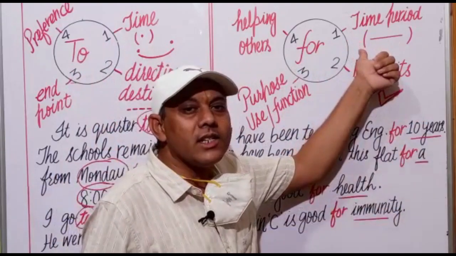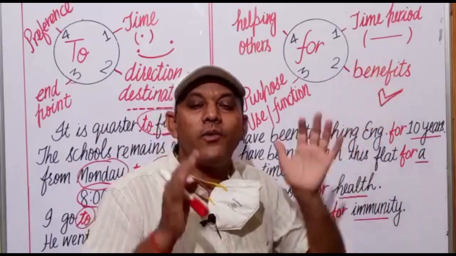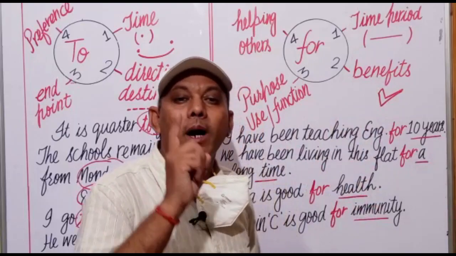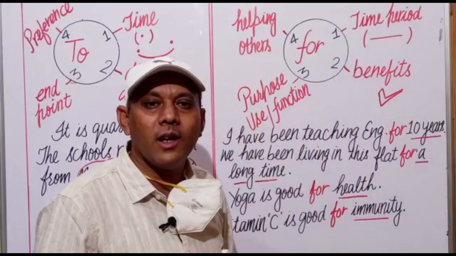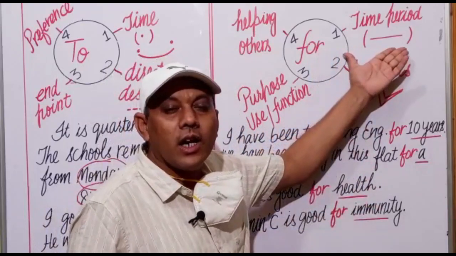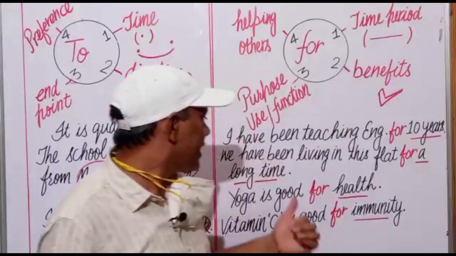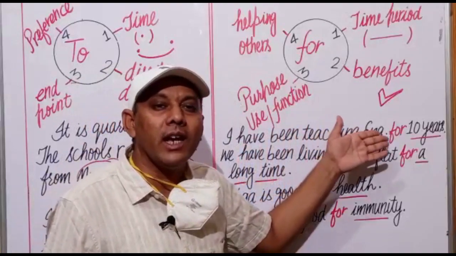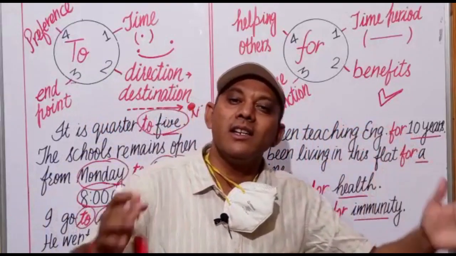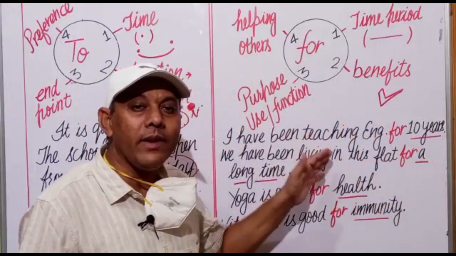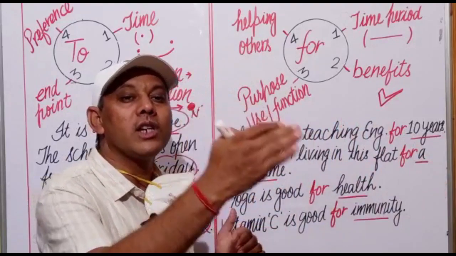We have already discussed this usage of for in case of perfect continuous tenses. Here, let us revise or recap the usage of for again. For example, I have been teaching English for 10 years. I have been living in this flat for a long time.